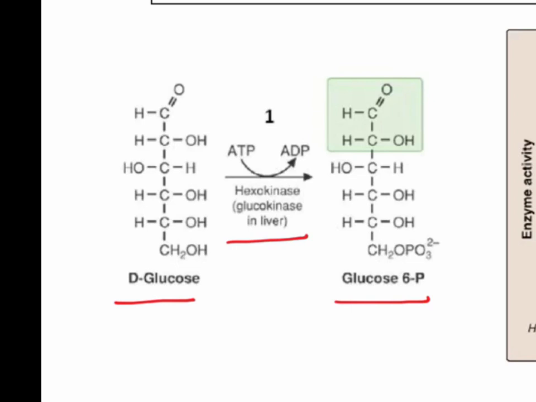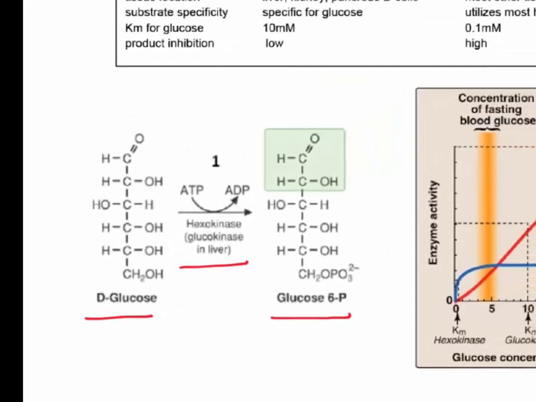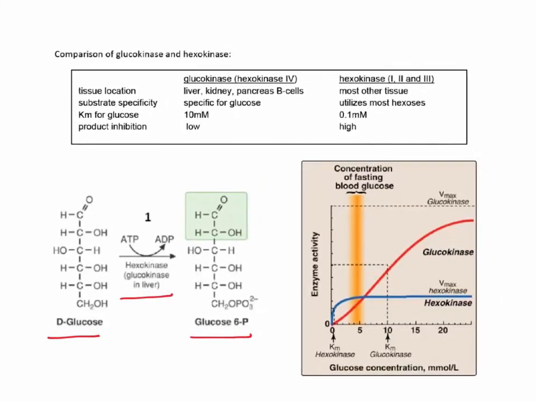The table on page 4 shows the location and properties of glucokinase and hexokinase. Glucokinase is found in liver, kidney, and the B cells of the pancreas, while hexokinase is found in most other tissues. Glucokinase is specific for glucose, while hexokinase phosphorylates other monosaccharides, including fructose and galactose. Glucokinase has a much higher Km for glucose than hexokinase. The Km is around 10 millimolar, while that of hexokinase is around 0.1 millimolar.